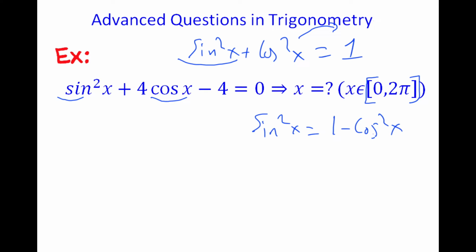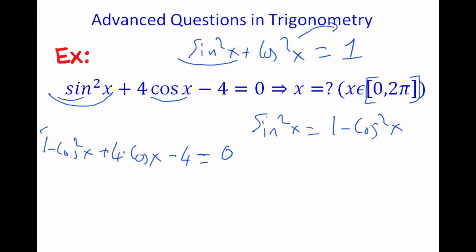For the people who don't know what I did here, I recommend you to take a look at one of my previous videos about shortcuts in calculations anyway. And so instead of sine square x, I'm going to write 1 minus cosine square x right over here, guys. And once we do it, then we're going to have 1 minus cosine square x plus 4 times cosine x minus 4, which is 0, guys.